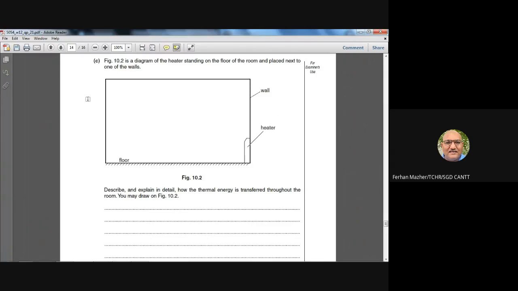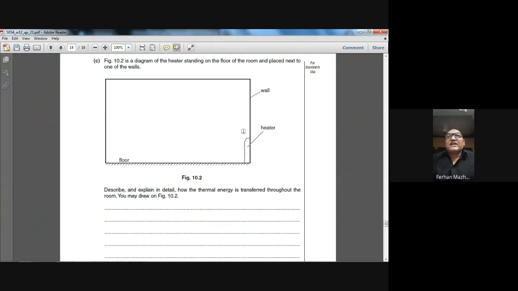Figure 10.2 is a diagram of a heater standing on the floor of the room and placed next to one of the walls. Describe and explain in detail how the thermal energy is transferred throughout the room. You may draw on figure 10.2. You see, very simple. In the room, because it's a heater, the heat is given to the room by 2 methods. So the first one is by the convection of the air.